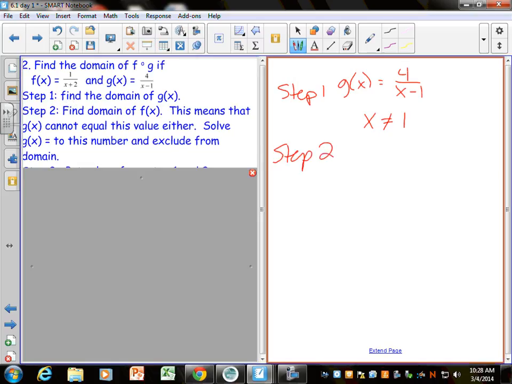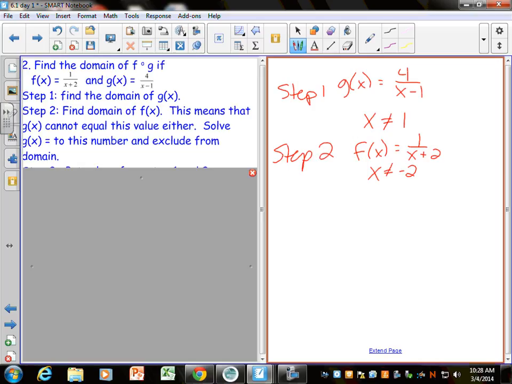Step 2. What can x equal in f of x? F of x equals 1 over x plus 2. What does that mean? What can't x equal? Negative 2. X cannot equal negative 2. You with me on that part?